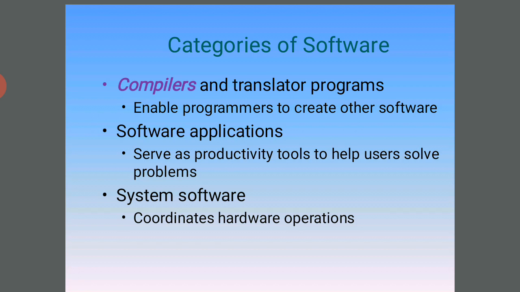System software coordinates the hardware. What is hardware? Hardware is the physical component of computers. What are the physical components of computers? The physical components of computers are the monitor, keyboard, mouse. These are the hardware components.